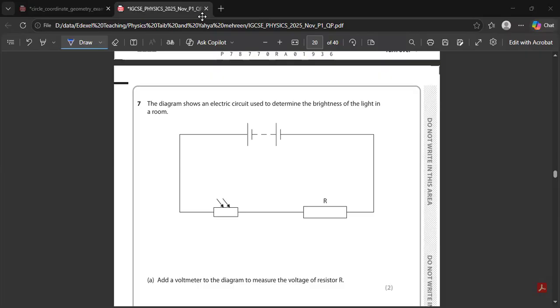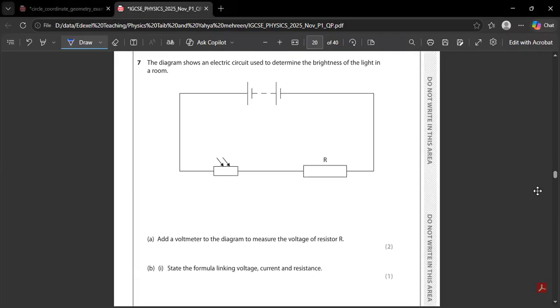Okay, all right. So the diagram shows an electric current used to determine the brightness of the light in a room. Add a voltmeter to the diagram to measure the voltage of resistor R. So we know how the voltmeter is connected. It is always connected in parallel across that component, right?